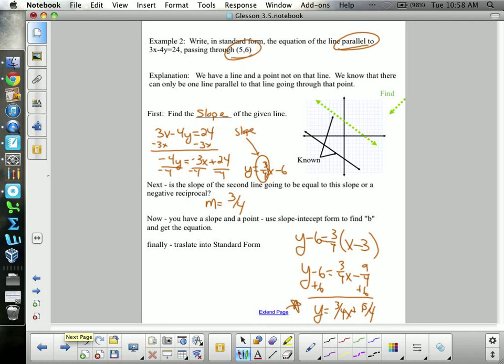And then if we need to, we translate into standard form by moving the mx to the other side and multiplying by 4 to get rid of the fraction. We aren't going to do too many that have to be in standard form. No, we'll always leave slope and things as fractions and ratios.